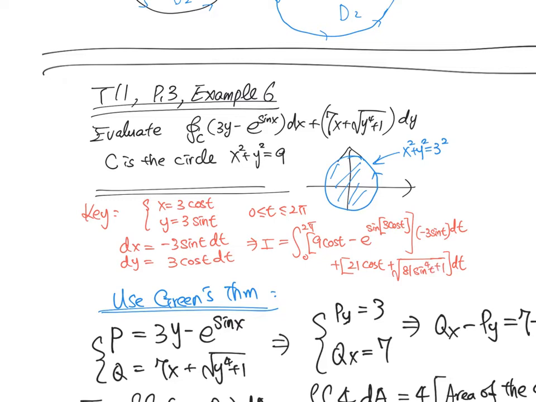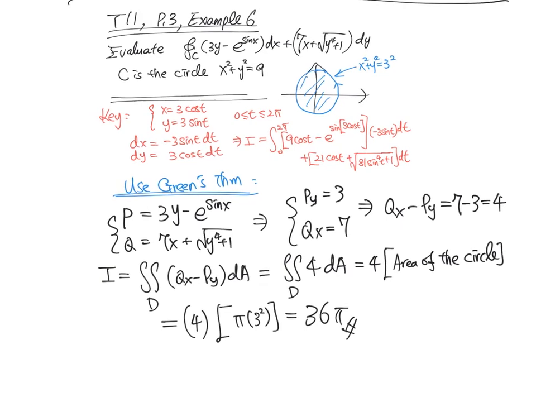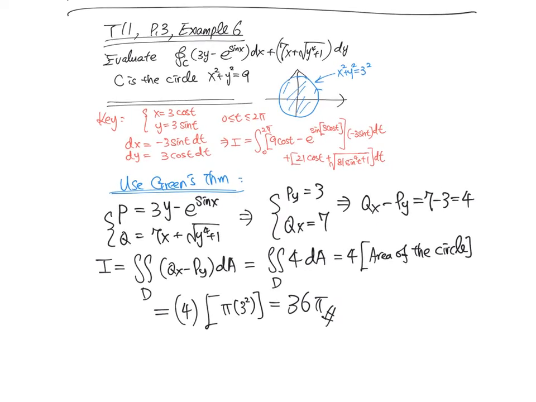If you directly compute this, you can consider x equal to 3 cosine t, y equal to 3 sine t, then dx and dy look like this, with t from 0 to 2 pi, and it can be written down in this form. It's impossible for you to compute this. However, we use Green's theorem to change this question.